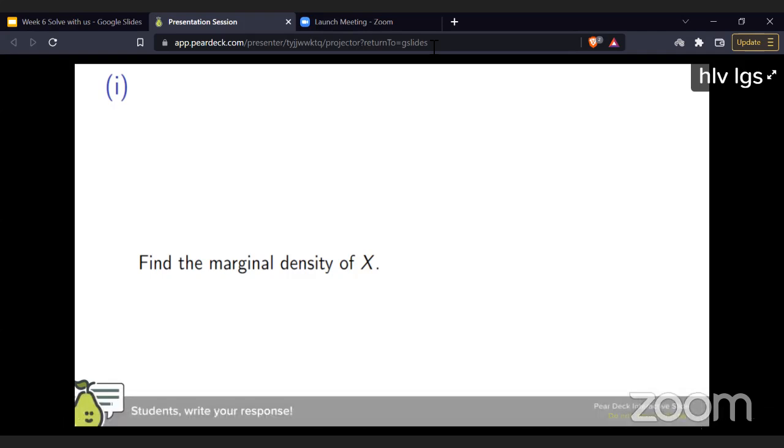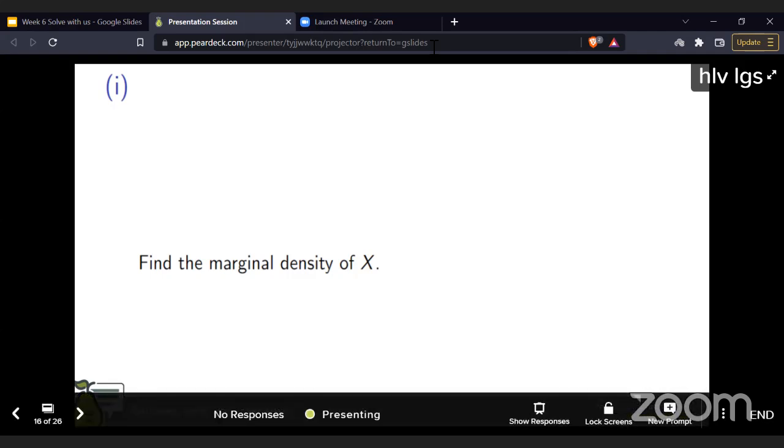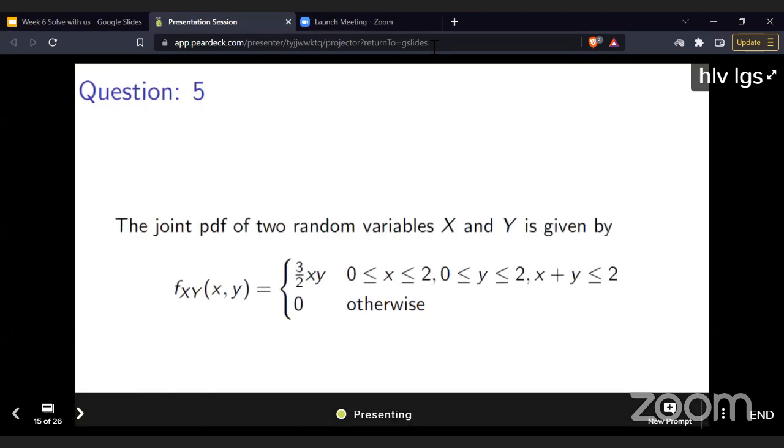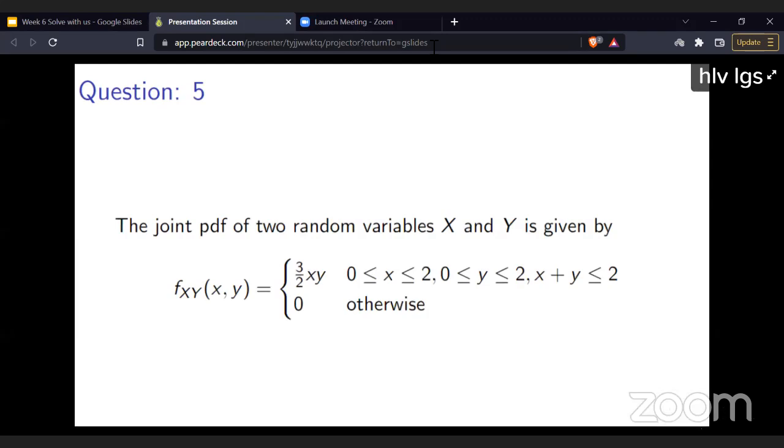You can write your response here. Okay, so the first question is, find the marginal density of x. Please show the question once? Yeah, I will show the question. Just write it down, and once you find the marginal density of x, I will go back to the next page. Just a second.